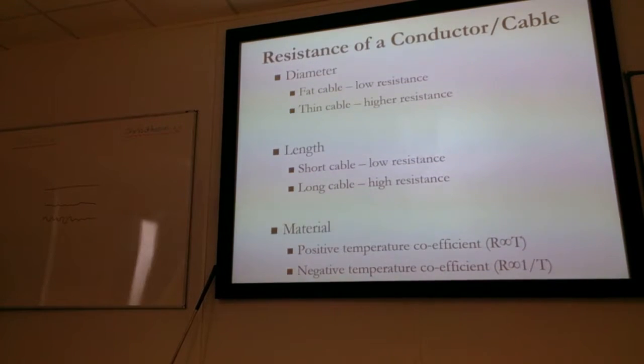So we've now got a cyclic event. The more current we're putting down here, the hotter it's getting. But the designers can use that characteristic to their advantage. Just be aware that the two are very, very different.